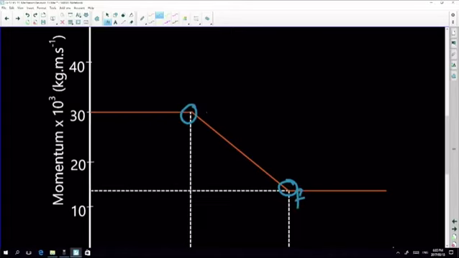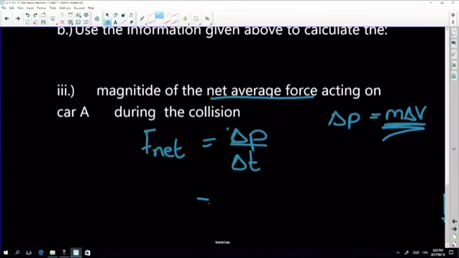final, initial. Okay, so I know I'm going to have to go 14,000 or 14 times 10 to the 3. Let's just put it as it.